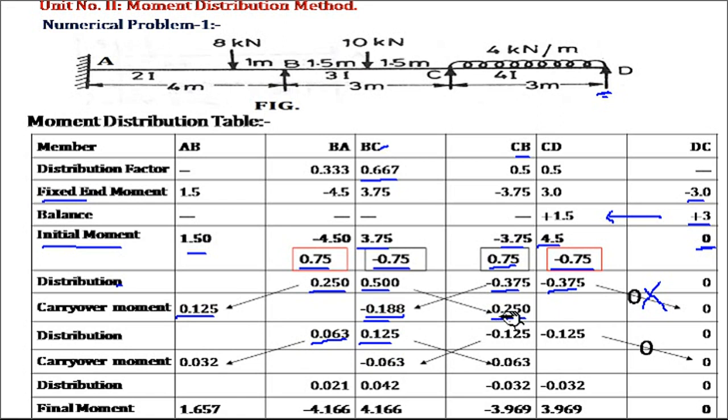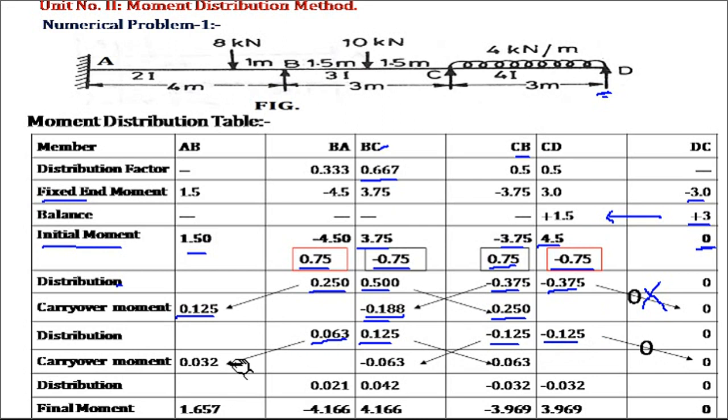Okay. Now here the moment is 0.250, so the correcting moment will be minus 0.250. The component of correcting moment for member CB will be minus 0.250 multiplied by 0.5, so that value comes to be equal to minus 0.125. Here also it will be the same because the distribution factor is the same.